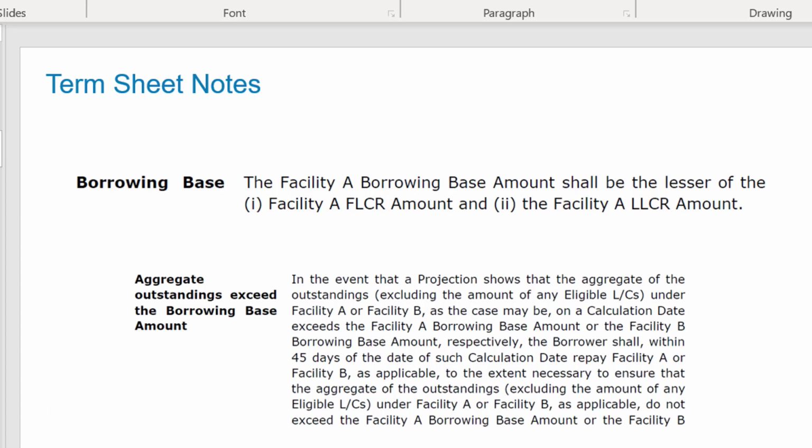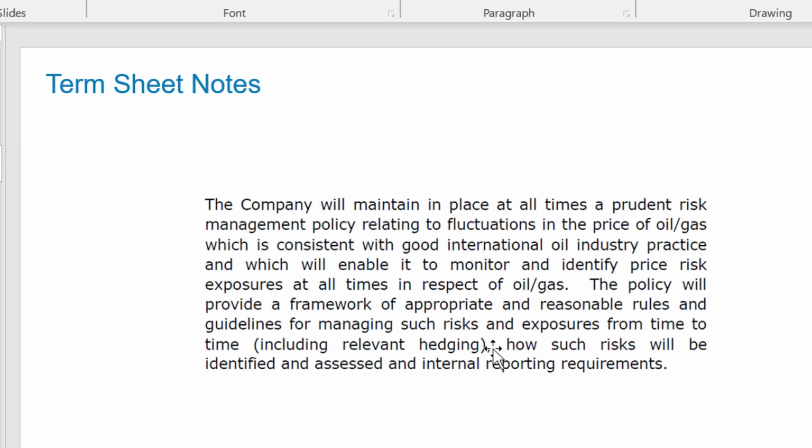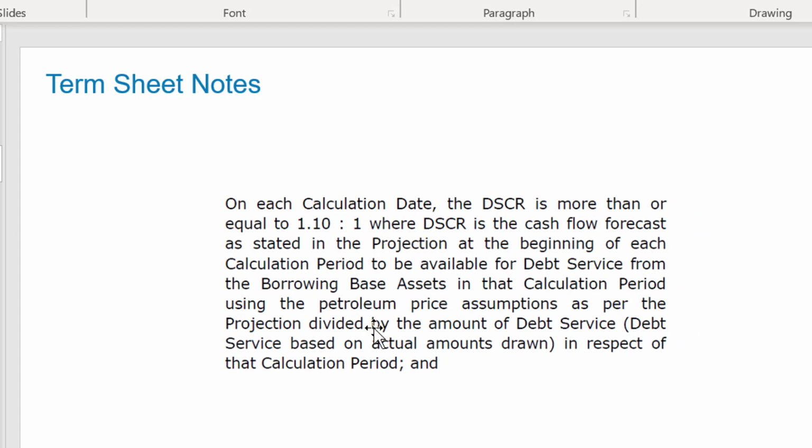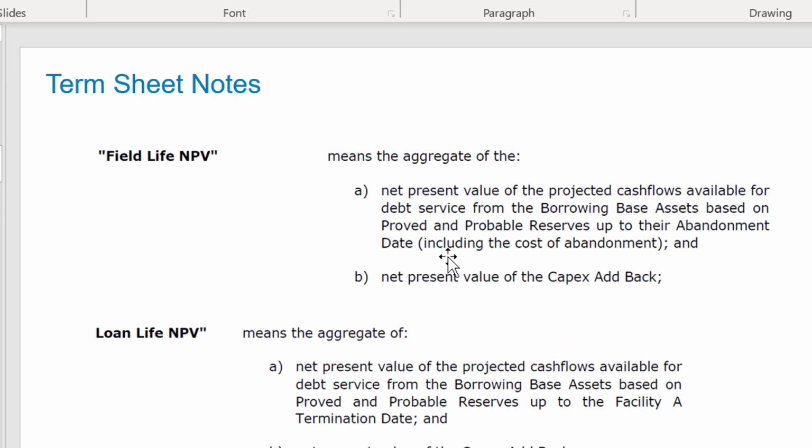Before I go to the little illustrations, you also have to, I don't know why I put this one in, the company can decide how to hedge oil prices. I would think the bank wants you to hedge as much as possible, obviously. And then you have a DSCR covenant, like any other loan. And this is where it gets a little tricky.